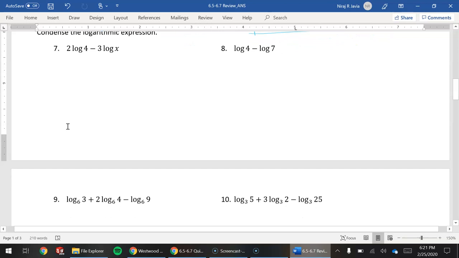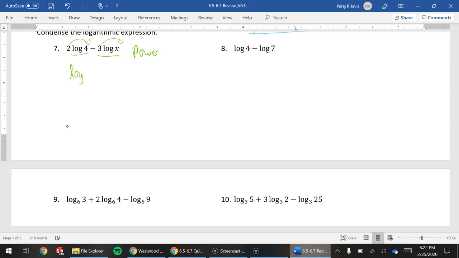So number 7 is telling me, hey, I need you to do something first. So my first rule of thumb is always take care of the power first when it comes to condensing. So there's a power right here and a power right there. So I'm going to take care of those two. So power first. When I do that, I have log 4 to the second power minus log x to the third power. So I'm going to evaluate 4 squared and say log 4 times 4 is 16 minus log x to the third. So I'm condensing those two things with power. Then I do quotient rule because it's being subtracted. When they're subtracted, I say log, the top is going to be 16, over the bottom, which is going to be x to the third.